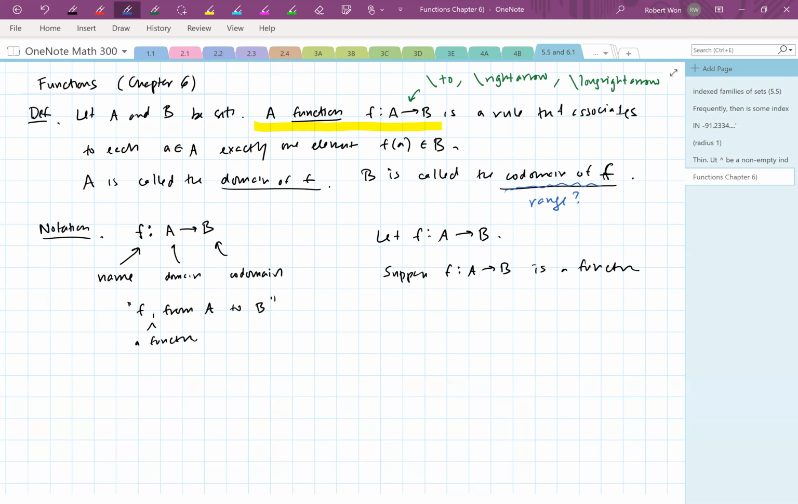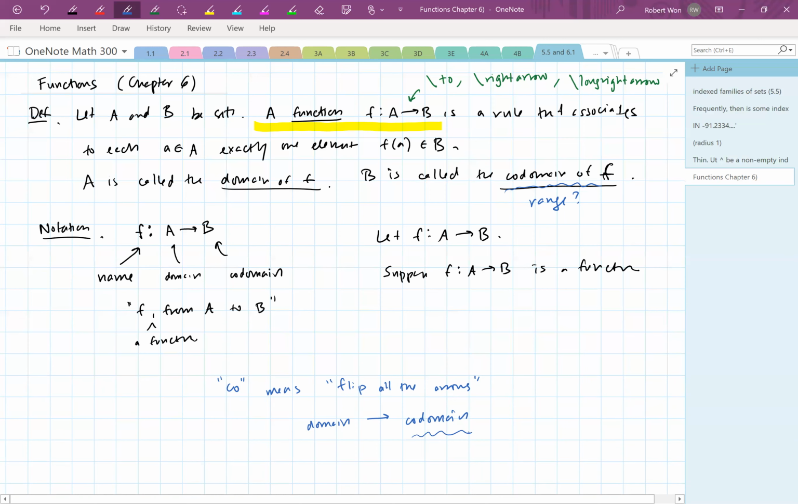The word co in mathematics, I'm going kind of far afield here, but somehow the word co in mathematics means flip all the arrows, like in category theory. The domain is on this side of the arrow and the codomain is on this side of the arrow. So if you flip the arrow, then this would be the domain of your function, roughly speaking. There's things like kernels and co-kernels. There's dimension and codimension. Somehow the word co means flip the arrow, which means that there's actually a joke in mathematics.